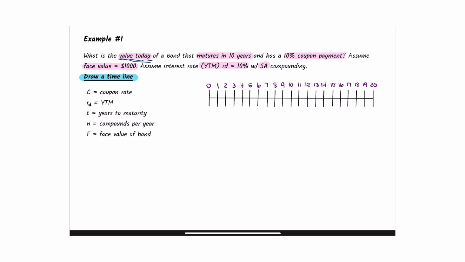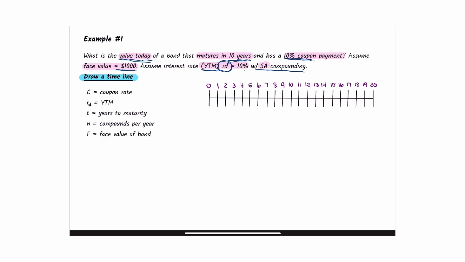of a bond that matures in 10 years, has a 10% coupon payment, assume the face value is $1,000, assume the interest rate or the yield to maturity, or RD, you'll also see RD, is 10%, and we have semi-annual compounding.